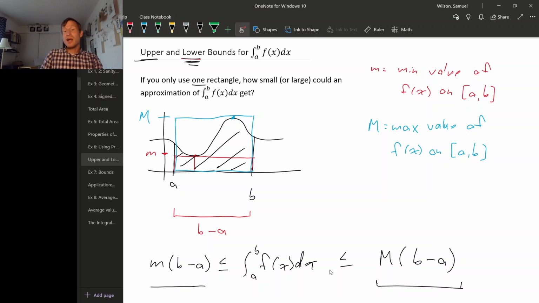So now we have an upper and lower bound for the value of this integral. And the nice thing about having this sort of upper and lower bound is that the actual value of the integral is trapped in between them, but the bounds are easier to calculate. And sometimes that's good enough. So let's look at an example of using this upper and lower bound idea.